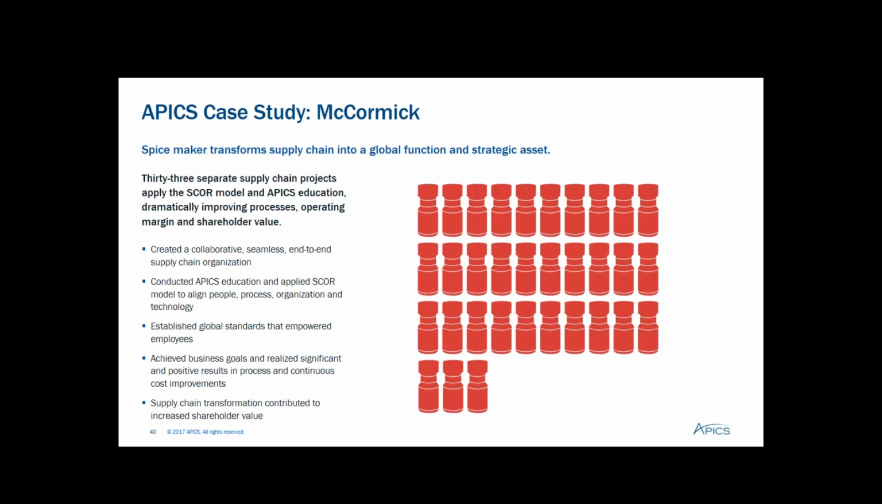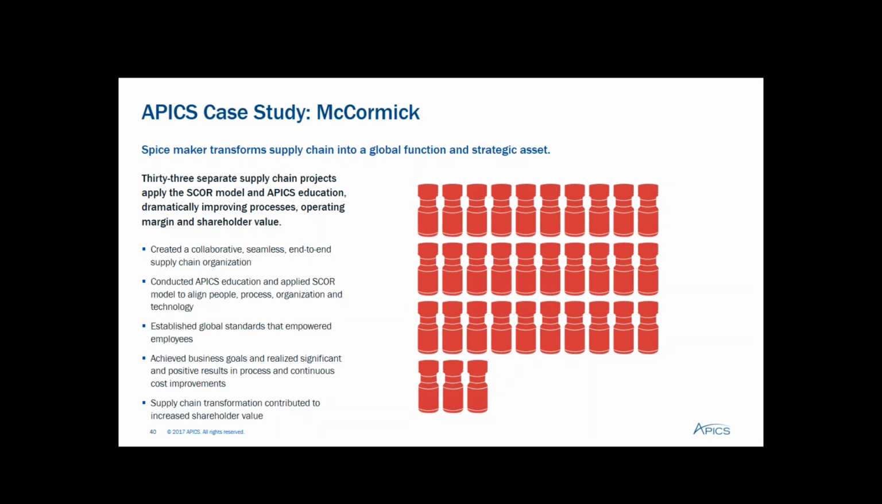We thought it would be interesting now to share a couple of case studies with you. These and others can be found on our APICS website. In 2002, McCormick & Company embarked on a 10-year journey to completely transform its supply chain. Through ongoing efforts to develop employees, align the organization, and continuously improve, McCormick has succeeded in building a globally coordinated and aligned supply chain group.